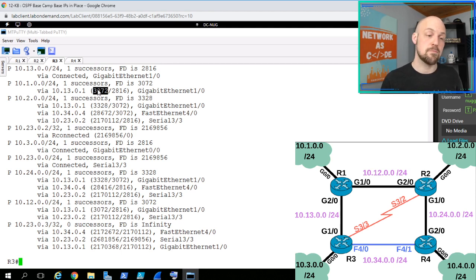So I'm adding my 256 metric to it and hitting 3072. So this is my feasible distance. They're coming in and saying that they can get there in greater than 3072. If we wanted to see, let's go take a look.